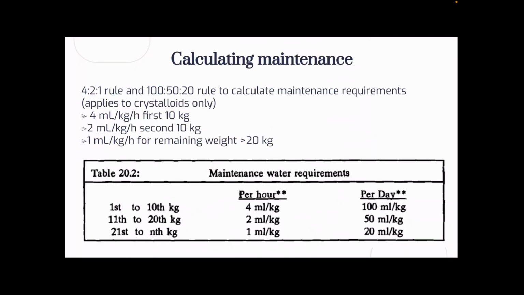So calculating the maintenance, there is something called the 4-2-1 rule. This is for calculating how much fluid the patient needs an hour. And there is the 100-50-20 rule, which calculates how much fluid a patient needs per day. Okay? It's easy. Once you understand this rule, you will never forget it. So it says, in the first 10 kg, you get 4 mL per kg per hour. In the second 10 kg, you get 2 mL per kg per hour. And in the remaining weight, you give 1 mL. We will practice together.